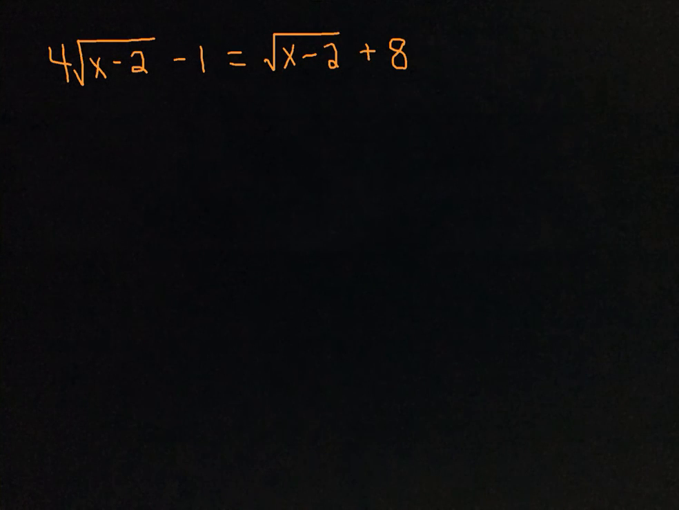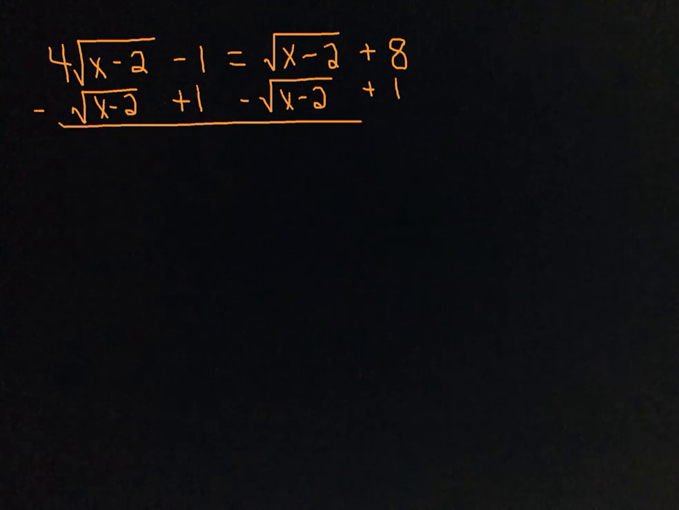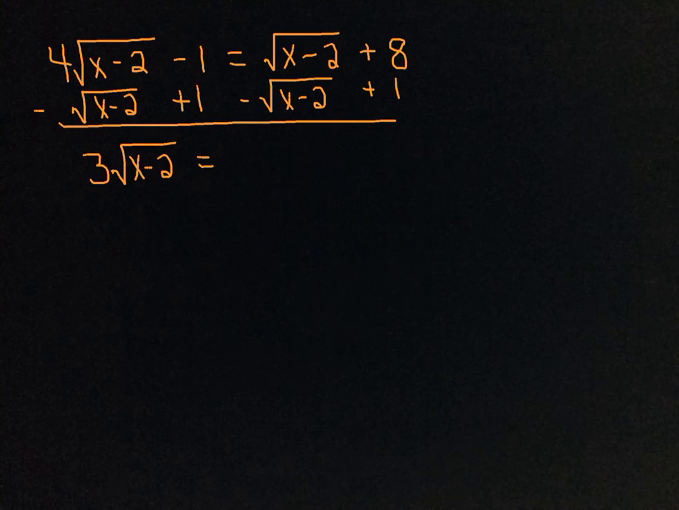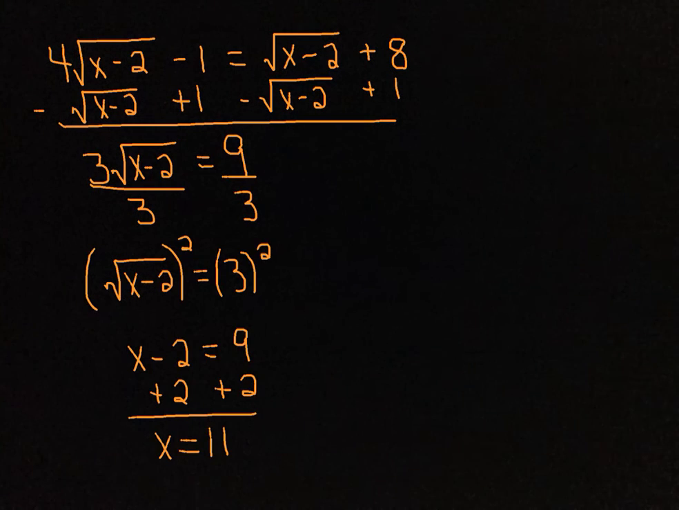Let's take a look at solving equations with radicals in them. In this particular problem, we have x on both sides, so I want to try to get them together on the same side. I notice that they're both square roots of x minus 2. So I could subtract this one from this side, because they're like terms. And I took the 1 to the other side, so I got 4 minus 1. So I have 3 of the square roots of x minus 2 is equal to 9. Dividing both sides by 3, I get the square root of x minus 2 equals 3. Squaring both sides, I get 9, and then add 2 to both sides to get 11.